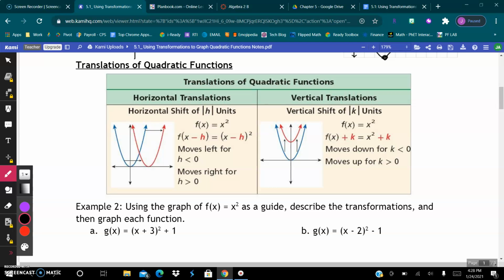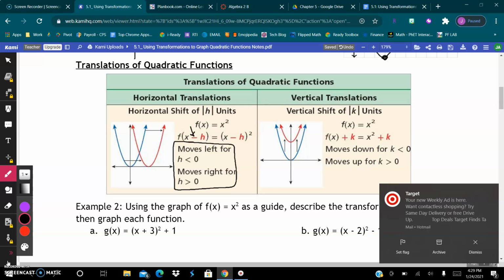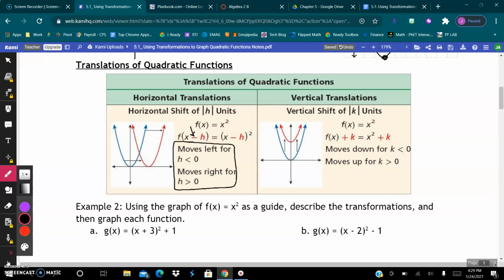So right here, if h is less than 0, it moves left, and if it is greater than 0, it moves right. You do have to keep in mind, though, that the formula already has a minus sign. So if you plug in a negative number, that's going to turn positive. So it's going to kind of be opposite of what you first see.